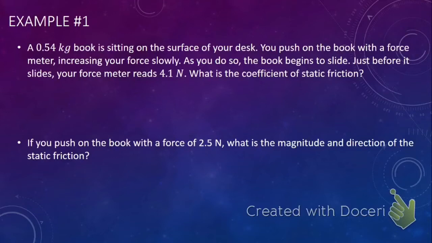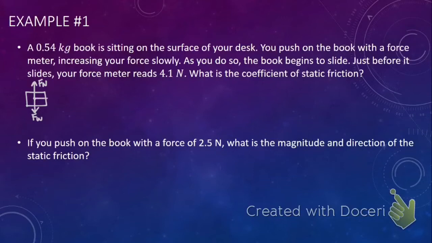We should be going ahead and drawing force diagrams at this point. So we're going to start this particular problem by doing so. So I have my book. All right. I have my point from which all my forces act from. I have my normal force, which is up, since it is on a surface. I have my weight due to gravity down.